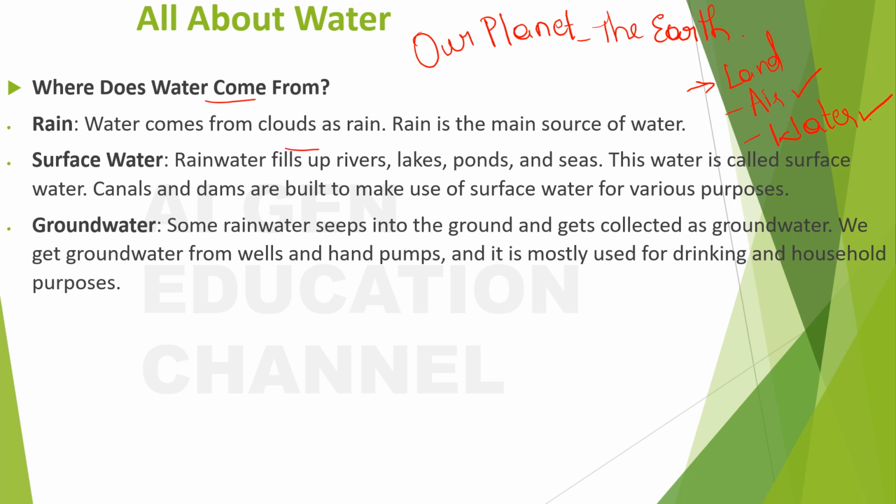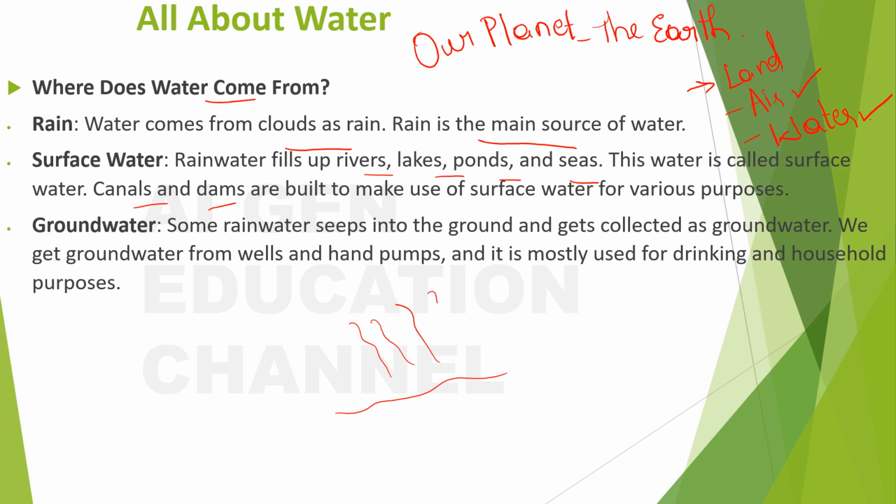Water comes from clouds as rain. Rain is the main source of water. Okay, so you get the rain. Then what happens to the rain? All the water falls onto the surface of the land. And what do they do? They fill up the rivers, lakes, ponds, and seas. And the surface water that runs through the land will be used by us through the canals and dams. These are built by us, these are man-made things that will help us use the surface water.